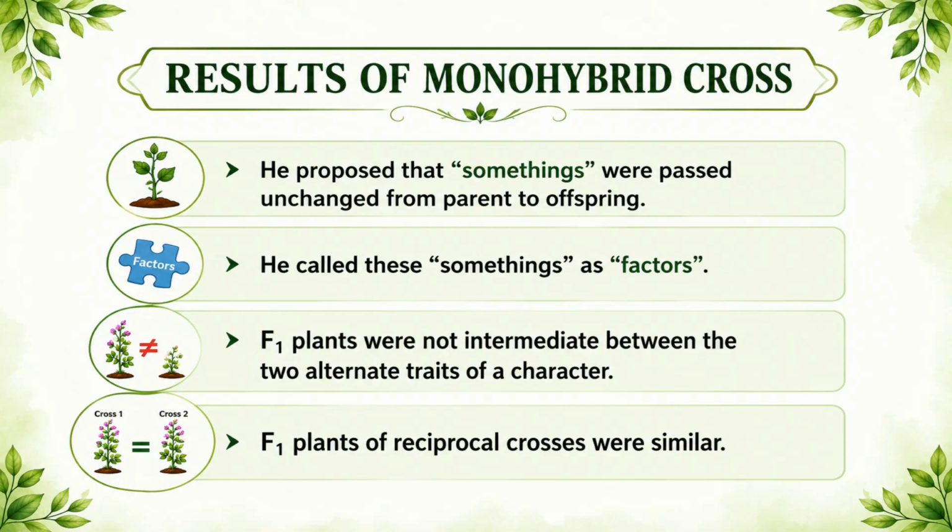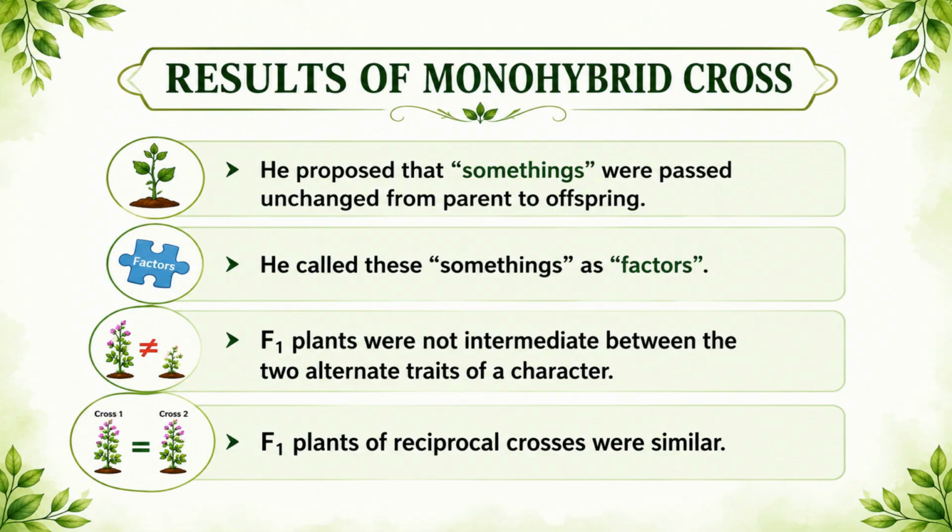Mendel also observed that the F1 plants were not intermediate between the two contrasting traits. For example, when a tall plant was crossed with a dwarf plant, the offspring were not medium-sized plants. Instead, all the F1 plants appeared tall. This showed that one trait was able to express itself completely, while the other trait remained hidden.